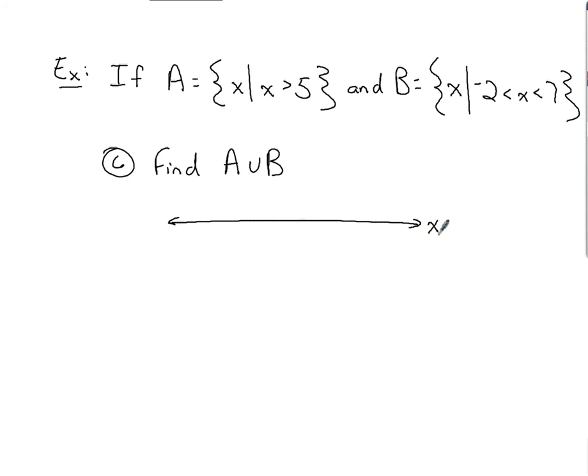And on that number line, relating to set A, in set A, all the x's are greater than 5. So let's draw that out. You've got your 0. You've got your 5. Everything is greater than 5. And it's not included at 5, right? So open circle, greater than 5.